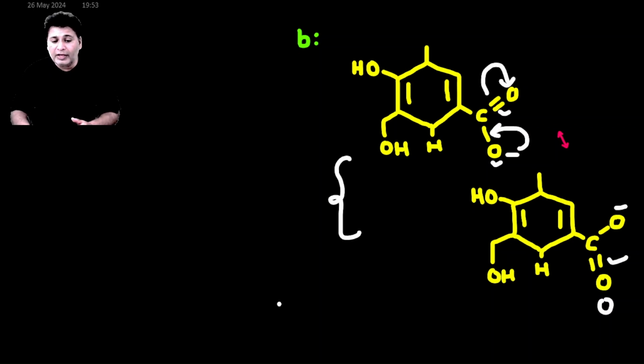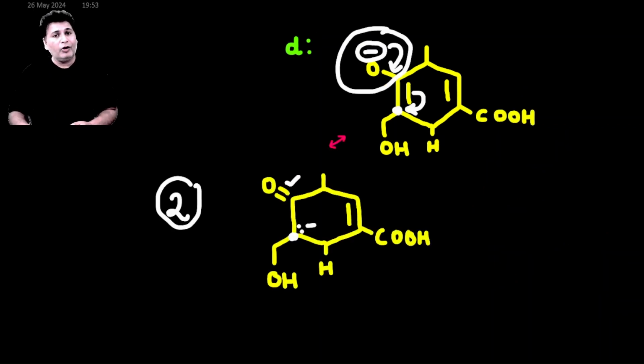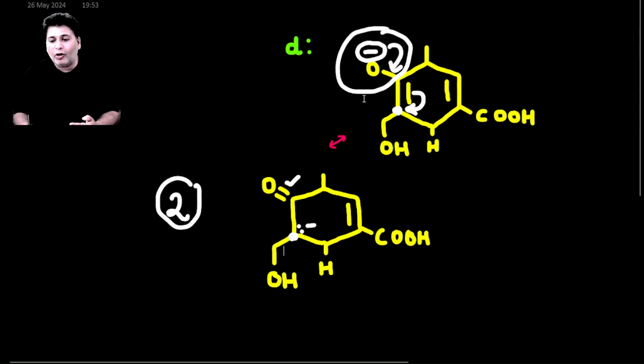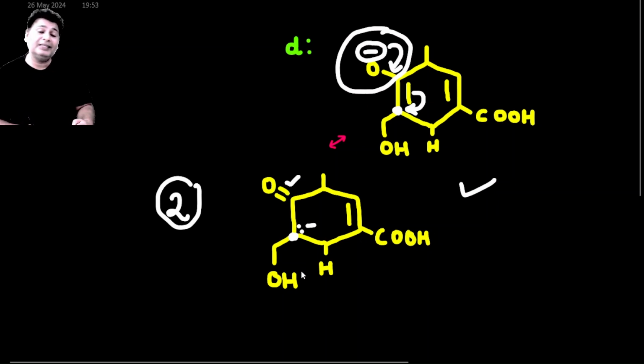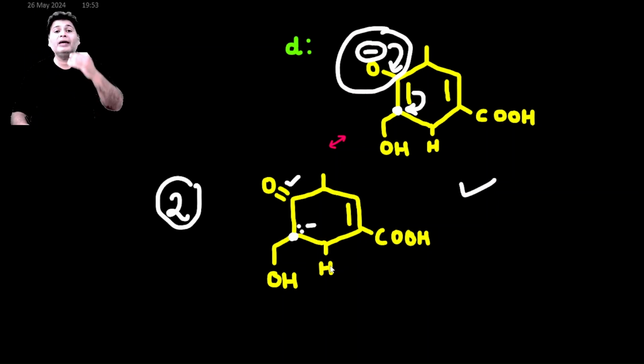Okay, now coming on to D, although it has fewer resonating structures in comparison to A, where you had 3, quality wise, if you see the structure where the oxygen is bearing the minus charge, it is making it better than the option A. Okay, because quality is winning over quantity.